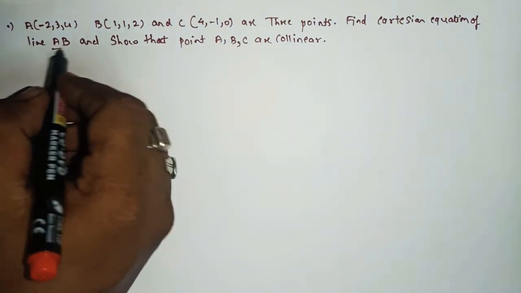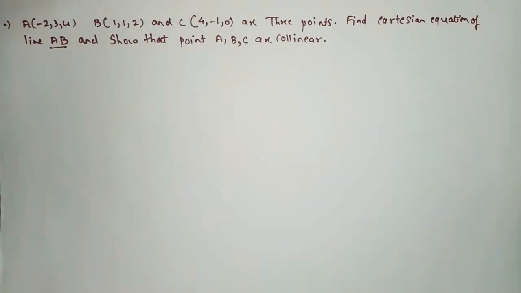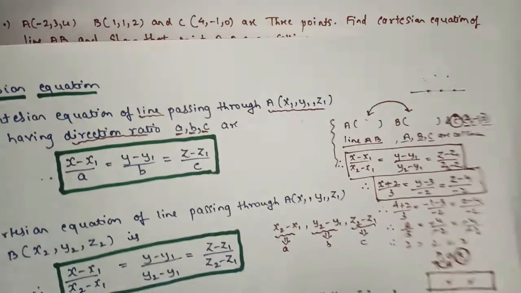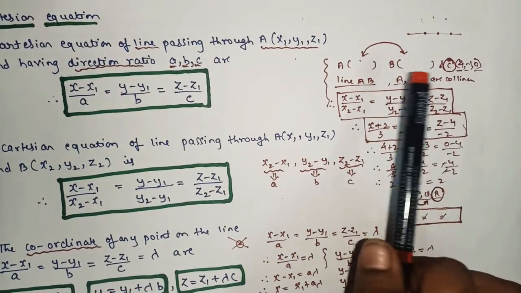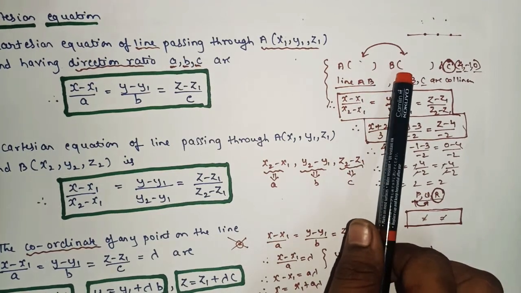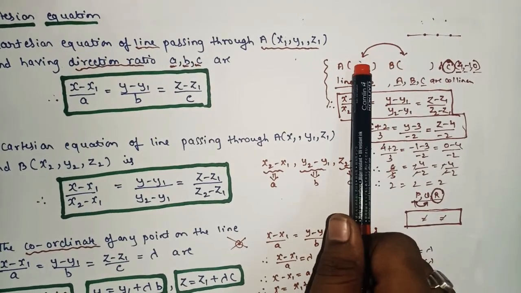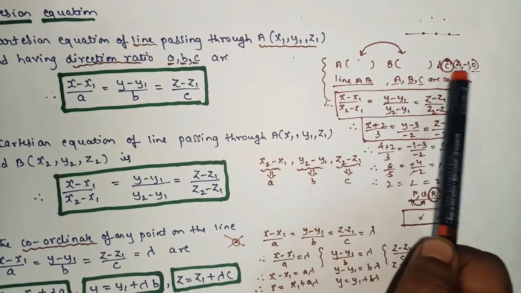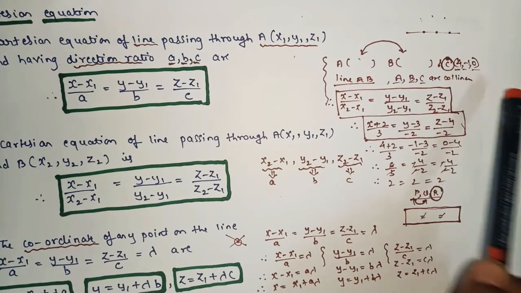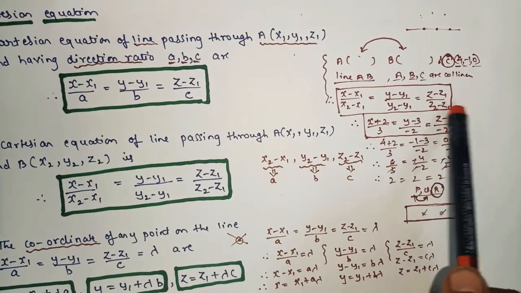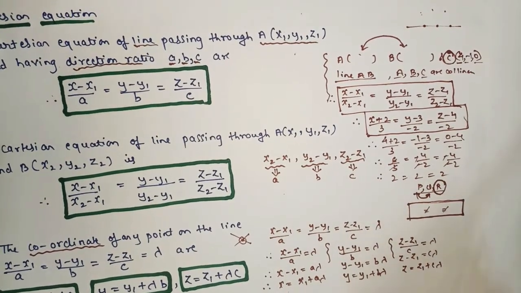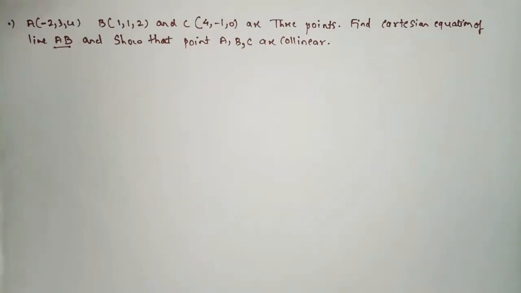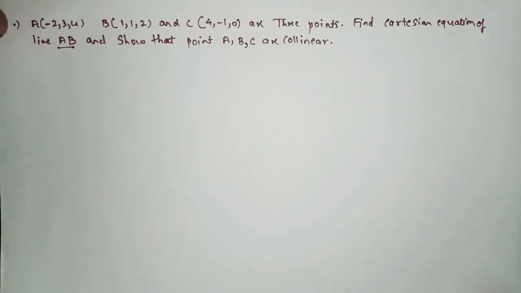First we have to find the Cartesian equation of line AB, and then you have to show that the points A, B, C are collinear. Just now, in the previous video lecture, I had explained how to show that 3 points are collinear. So first you will find the Cartesian equation between these 2 points, A and B. After finding the Cartesian equation, you will substitute the coordinates of the third point in the equation which we got. If you are getting each ratio equal, then only we can say that all the points are collinear. So let's begin with the presentation part.